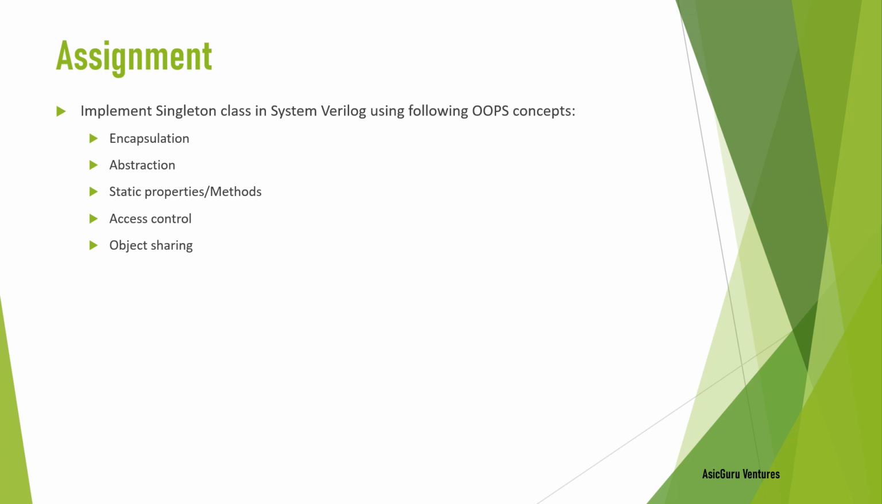So this is our next assignment, and it focuses on implementing a singleton class in SystemVerilog. A singleton class ensures that only one instance of the class exists throughout the simulation. So for its implementation, make sure to demonstrate these OOP concepts. First is encapsulation. So how can we achieve encapsulation? For this, make the instance variable private and restrict direct access from outside. Abstraction. For abstraction, expose only what is necessary, like a method, and do not expose other details.